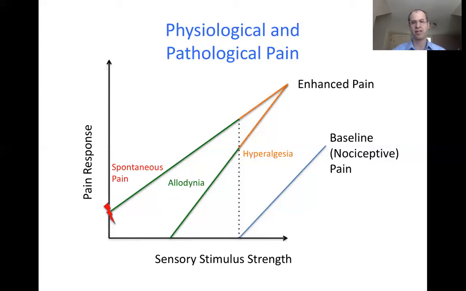However, after nerve injury, which could occur, for example, with surgery or with any other type of injury, a minority of patients develop pathological enhanced pain, and that pain can become chronic. And allodynia, hyperalgesia, and spontaneous pain are typical features of chronic pathological pain.